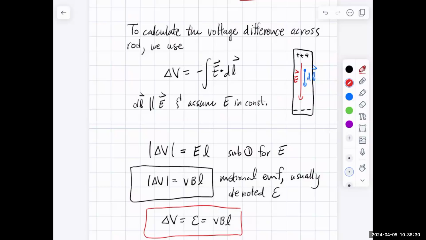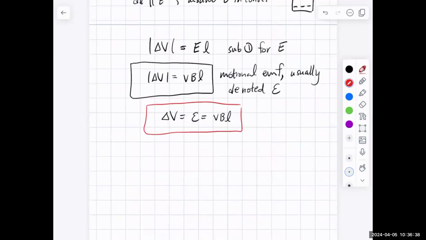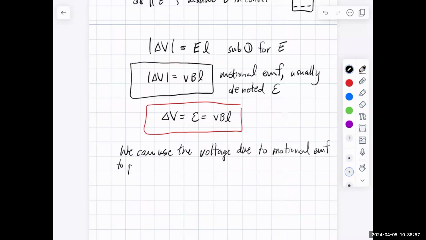So if this is a voltage difference, just like a battery, we should be able to use it to power circuits. So let's see how we could do that. And it's pretty simple. So we can use the voltage due to motional EMF to power circuits.